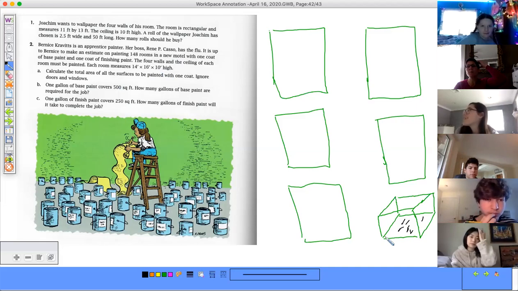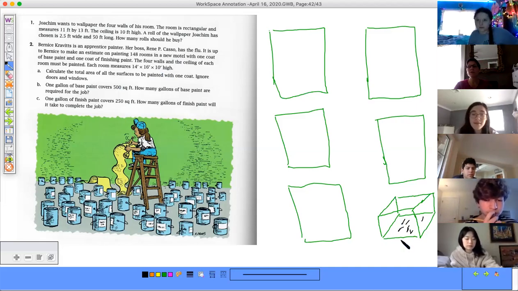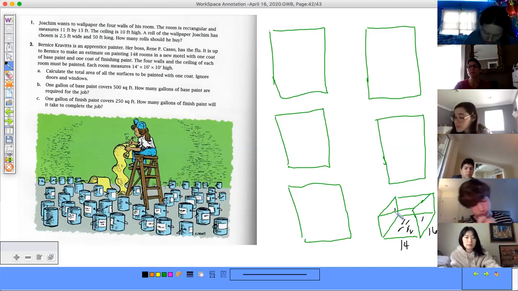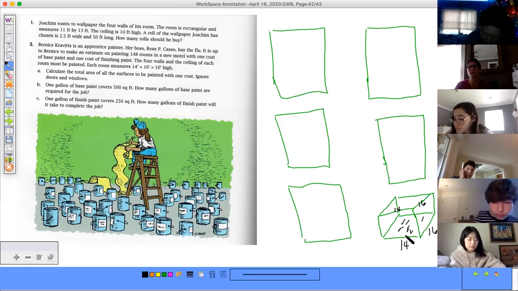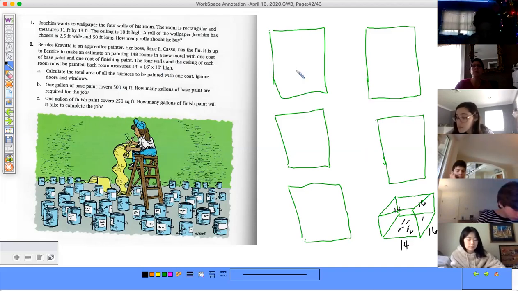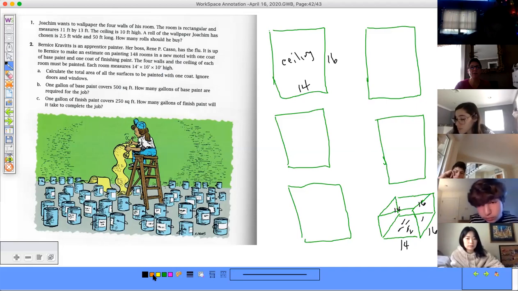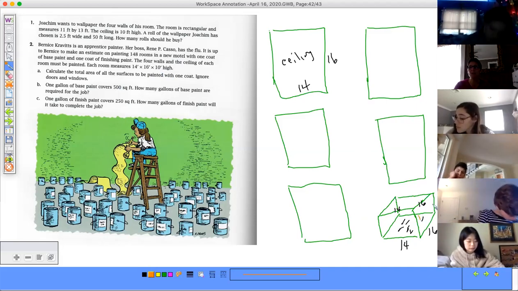So what would be the dimensions of the floor? 14 by 16. Yeah, so this is going to be 14 by 16, which means the ceiling is also going to be 14 by 16. Is everybody okay with that? Yep. So now I can say ceiling is going to be 14 by 16, right? So that takes care of that. So now we know that it's 10 feet high, that this is 10 feet all around.